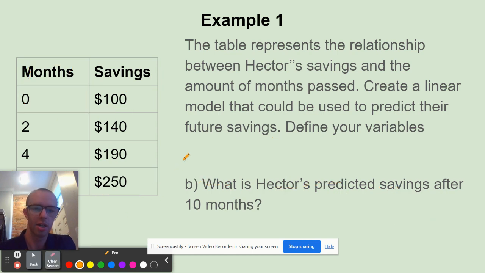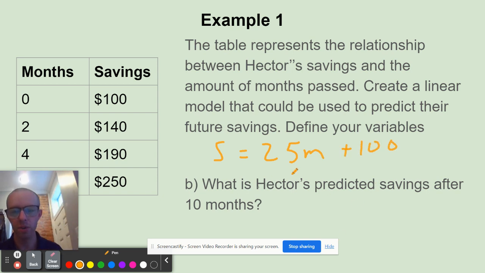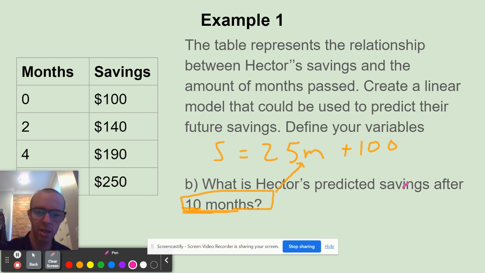Let me clear this out. I'll rewrite the equation. S equals 25m plus 100. So what is Hector's predicted savings after 10 months? Well, what do I need to do with this 10? I need to plug it into the m of the equation because m represents months, but variables are for unknown values. Now we know how many months. It's been 10 months. What do we predict his savings will be? So I'm going to rewrite this equation as 25 times 10 plus 100.